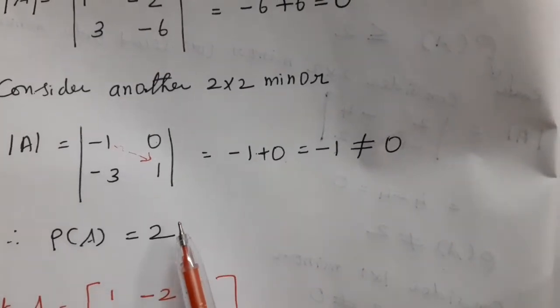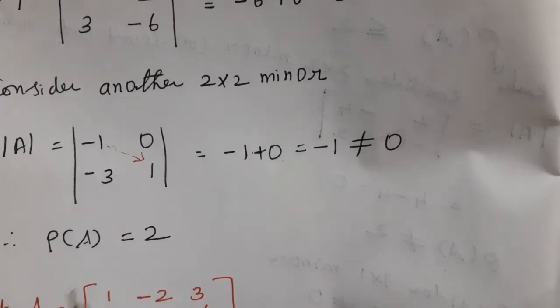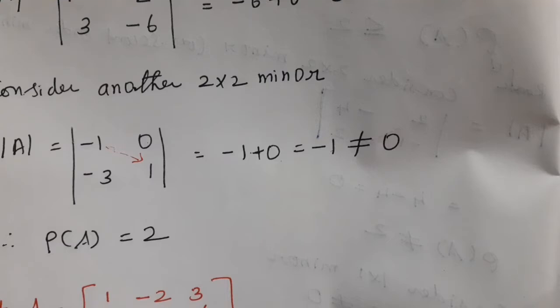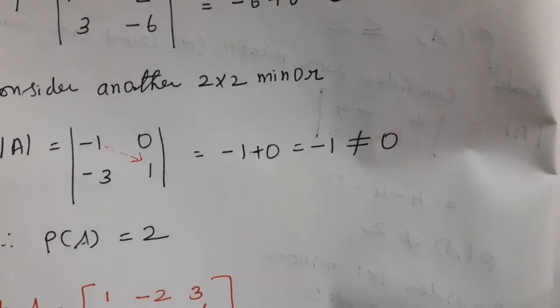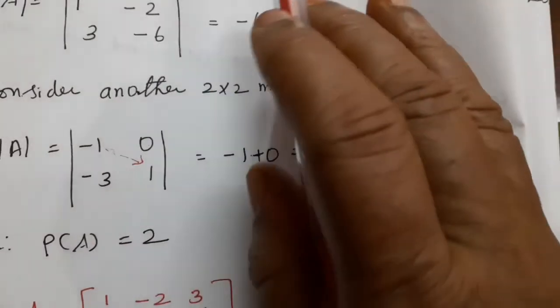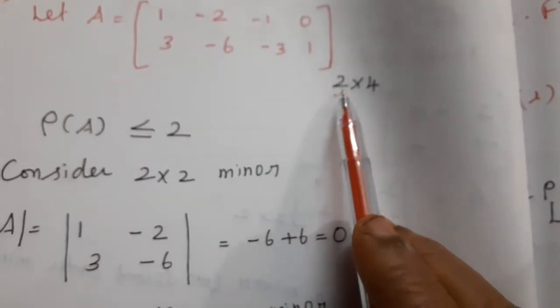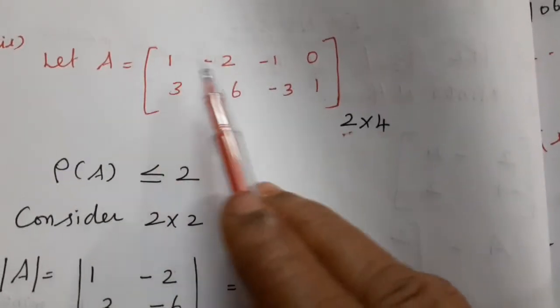If you understand how to find the rank, then for a given question first take the order. Which one is the minimum value? The rank becomes the minimum value or less than or equal to. Consider 2 by 4, which is the minimum? 2 is the minimum. Therefore the rank becomes either 2 or less than or equal to 2. You take any one of the 2 by 2 minors.